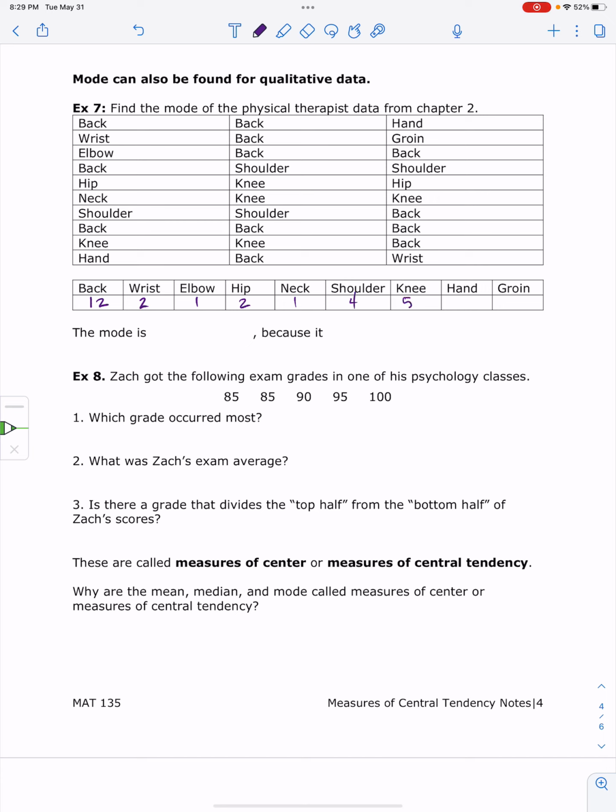Since you don't want to spend the time talking here, apparently I can't talk and write, counting here, I went ahead and pulled those from the last set of notes.